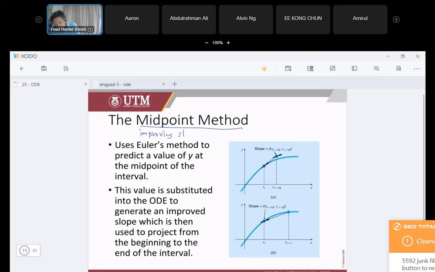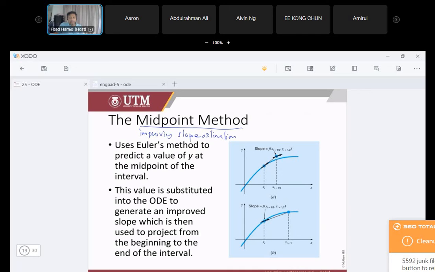Okay, so again, this is another way of improving slope estimation. So Heun's method is basically taking the average of the initial slope and the predicted slope. So this is what we call the predictor. We predict first, and then we correct. We predict the slope, and then we correct the slope. How do we do the correction in Heun's method? We take the average of the two slopes.